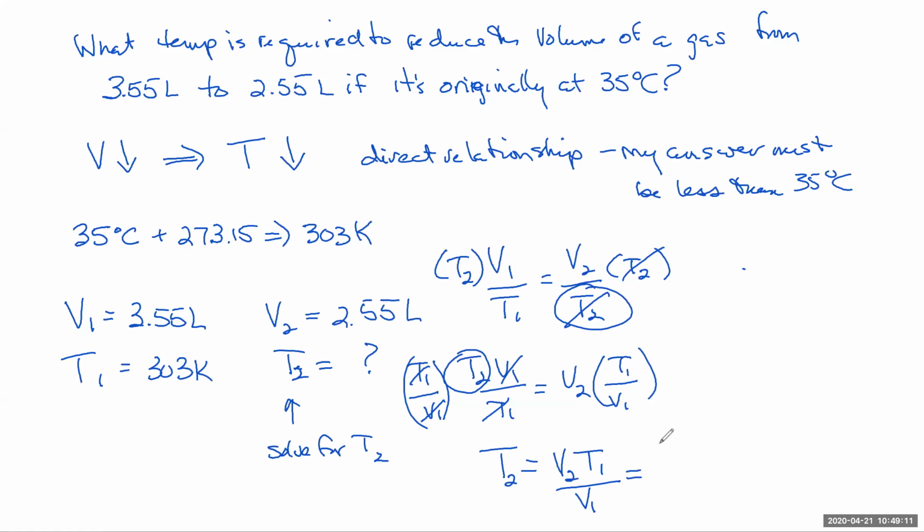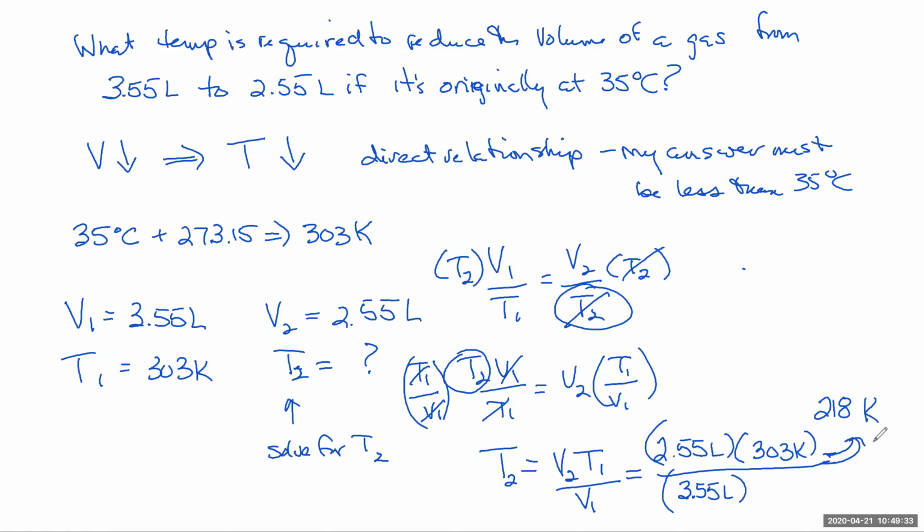But if we plug in our values, V2 is 2.55 liters, T1 is 303 Kelvin, and V1 is 3.55 liters. And if you punch that into your calculator, I believe you get, I hope I did it right this time, 218 Kelvin. Now you could just leave it in Kelvin because it doesn't specify in the problem, it just says what temp. However, if your answers are only given in Celsius, you might have to convert this back to Celsius.